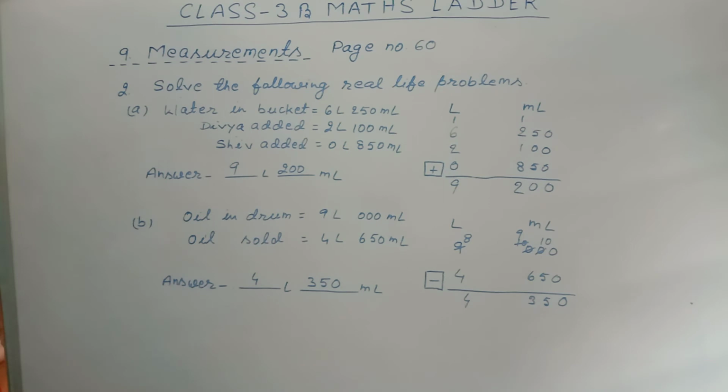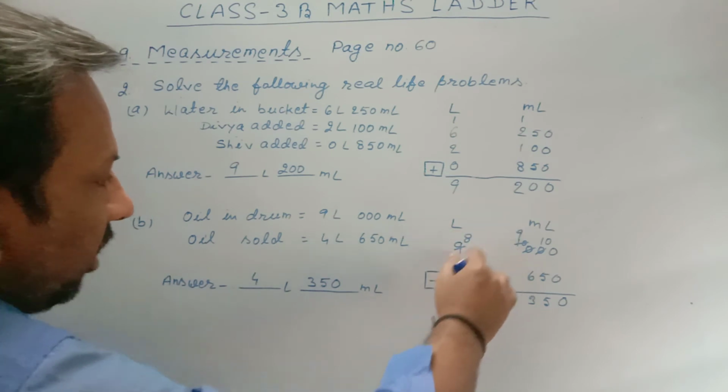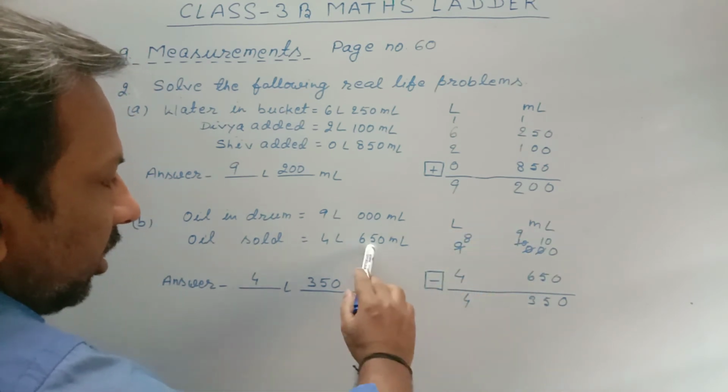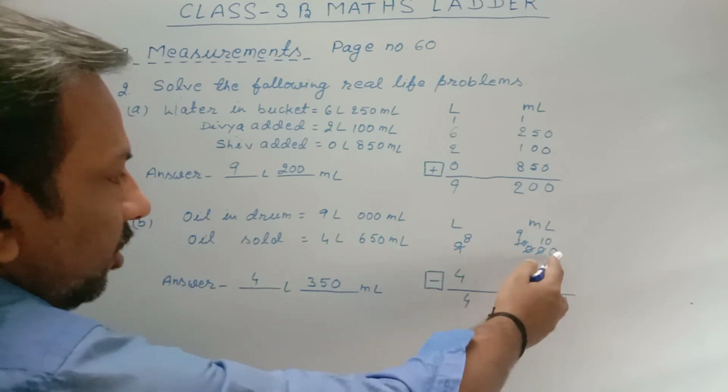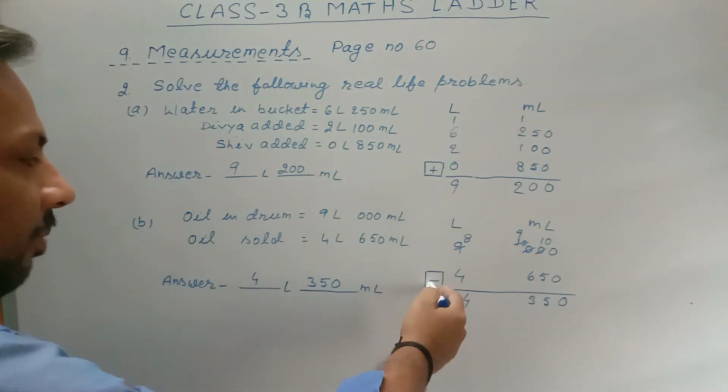Now oil sold equal to 4 liter 650 milliliter. I arrange this into these two columns, liter and milliliter. 9 liter 000 milliliter and 4 liter 650 milliliter. 0 minus 0, 0, will subtract it. For that I gave here minus sign.